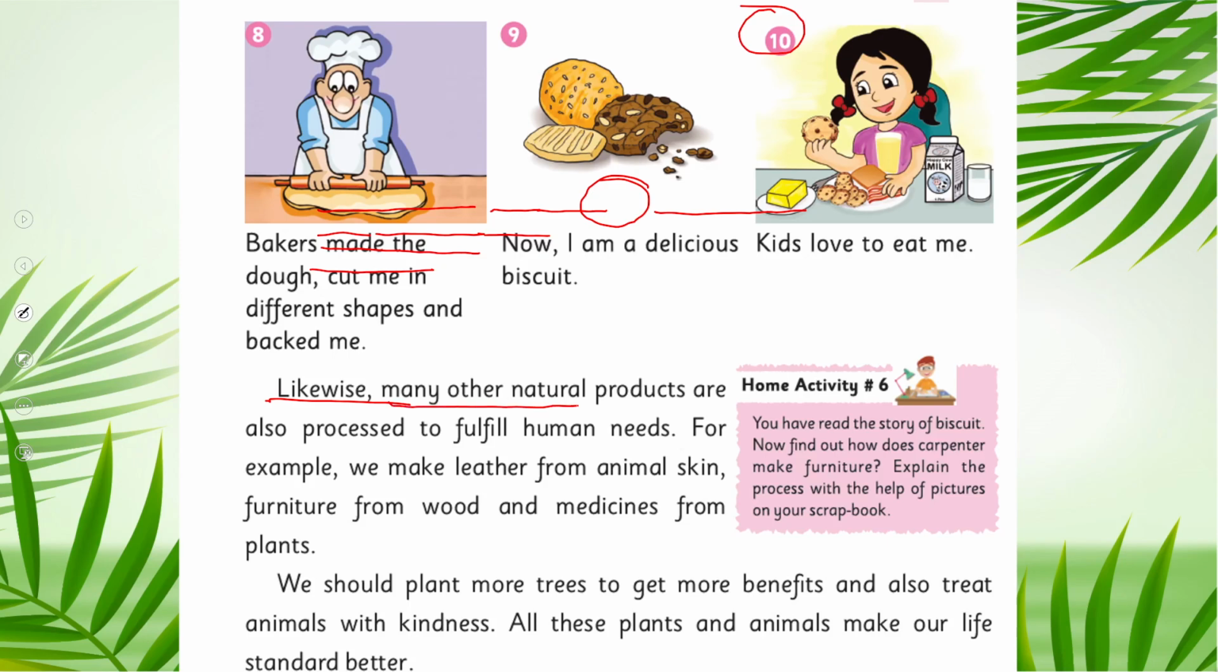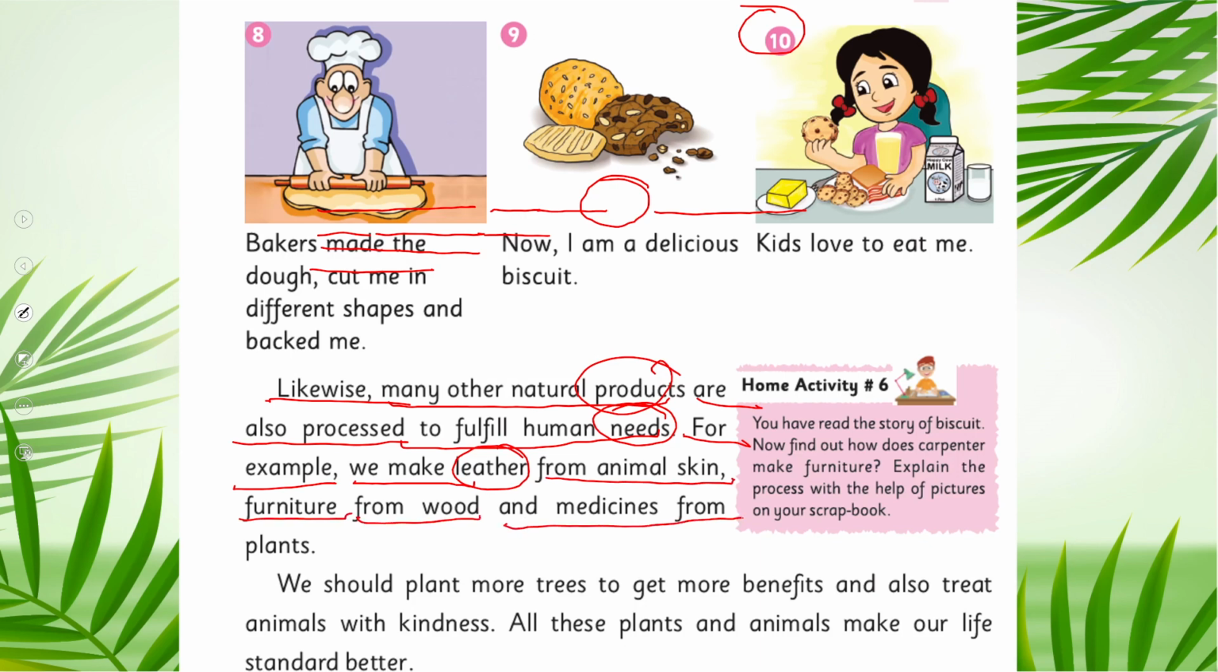Likewise, many other natural products are also processed to fulfill human needs. For example, we make leather from animal skin, furniture from wood, and medicines from plants. We should plant more trees to get more benefits and also treat animals with kindness. All these plants and animals make our standard of life better.